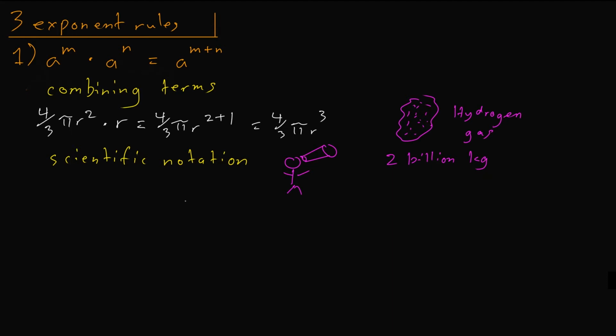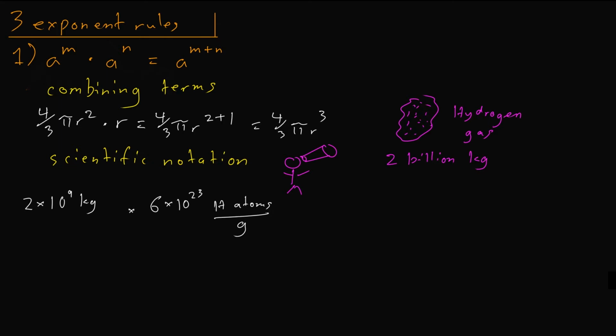Well, we can do this problem. It's actually not too hard. So first we'll start out with 2 billion kilograms, okay? So that's going to be, in scientific notation, 2 times 10 to the 9 kilograms of hydrogen gas here, right? Now we want to know how many atoms there are in this. So if we know our chemistry, we know Avogadro's number, we know that there's going to be 6 times 10 to the 23 hydrogen atoms per gram, okay?